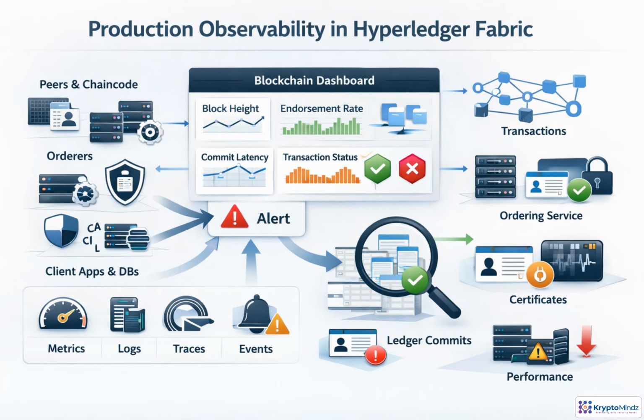Fabric observability connects operational signals to business-critical blockchain behavior. Metrics, logs, traces, and events from peers, orderers, certificate authorities, chaincode, clients, and databases should be correlated, not reviewed in isolation. The goal is to spot patterns early: rising endorsement latency, stalled block height, failed validations, slow commits, or identity problems. Dashboards show current health, while alerts prompt action before degraded performance becomes an outage.